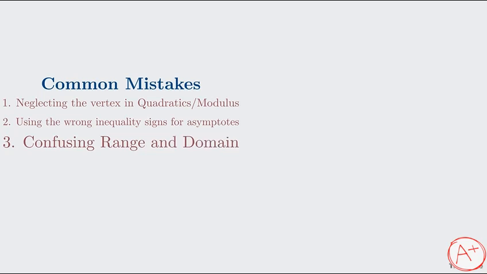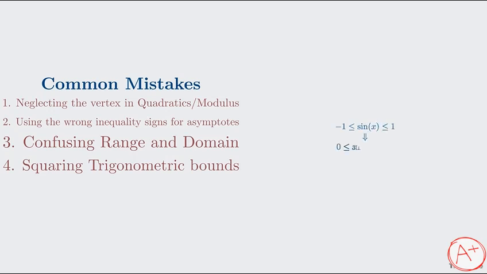Always double-check your variables. Domain refers to x values, the inputs, while range refers to y values or f of x, the outputs. In your final answer, ensure you write f of x or y rather than x. When finding the range of sine squared x, many students mistakenly think it's -1 to 1. However, squaring a negative makes it positive, so the range of sine squared is actually 0 to 1.